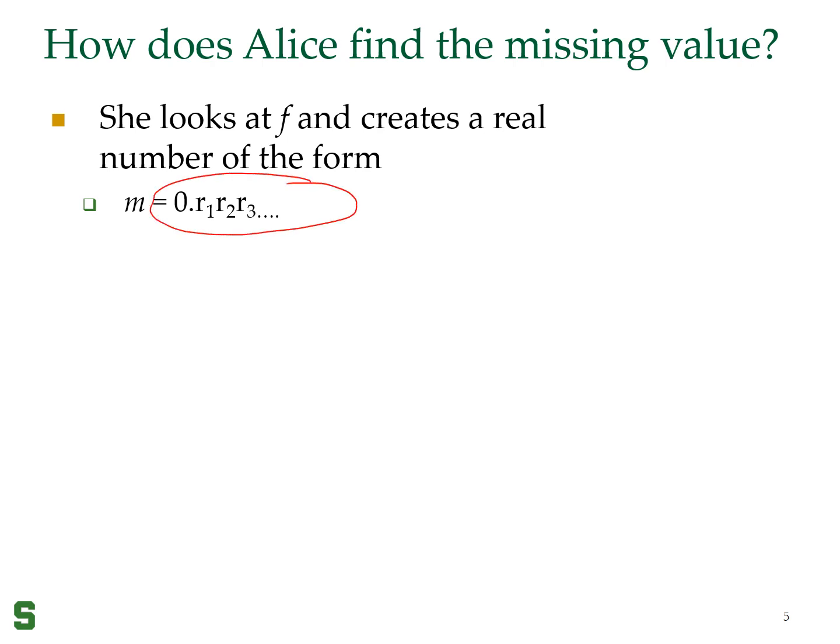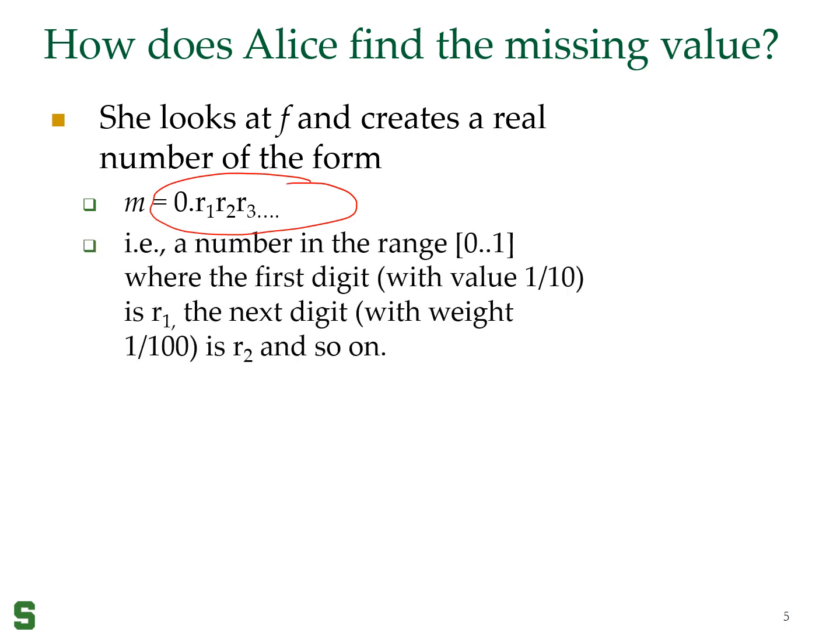It's going to be a number from 0 to 1, so that's why I'm writing this as 0 point something. And then there are digits r1, r2, r3. These digits are infinitely long. She has to find all those digits. And her argument is going to be that this function f does not have any integer mapping to the value m.